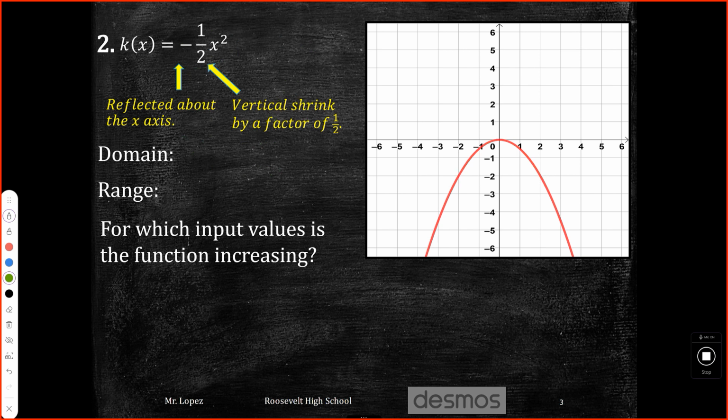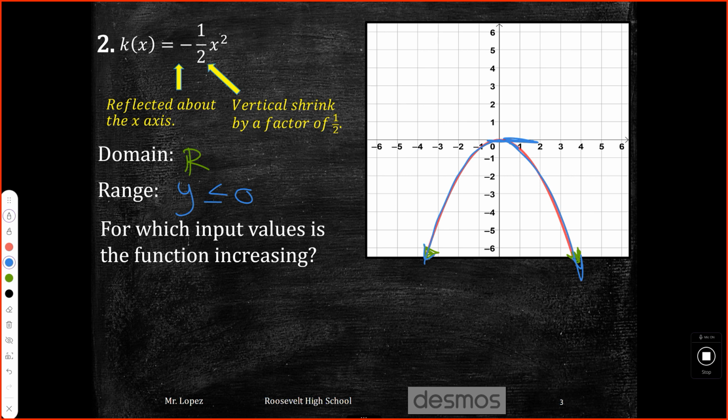Okay, so now, what is the domain? Well, the domain, we already said, is going to go on forever, so it's going to be all reals. The range, now, this thing is going to go forever down, and the highest it goes is this. So y is less than or equal to 0.